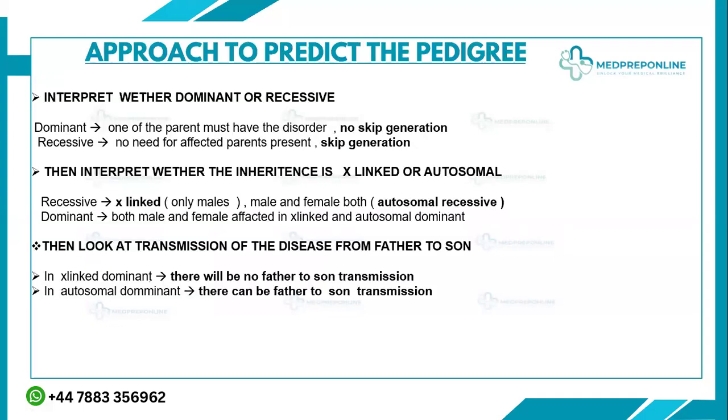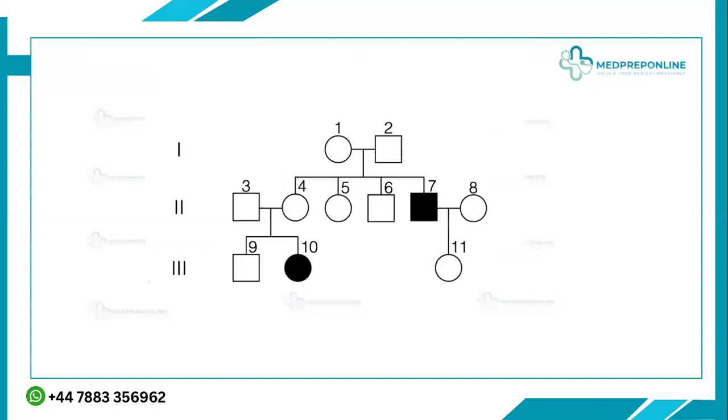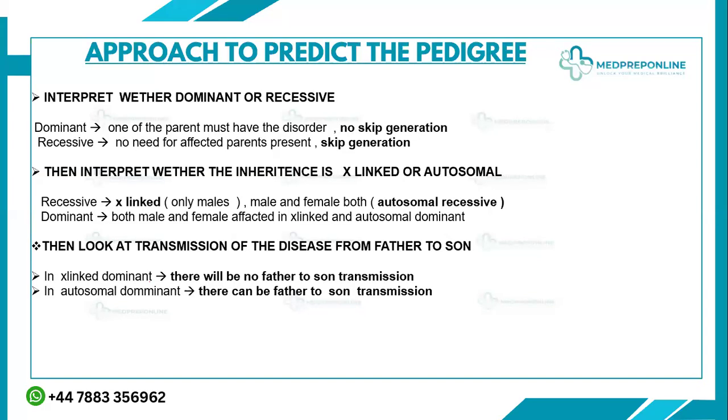Now, first we are going to go through the approach to predict the pedigree. In the test exam, they will provide you a pedigree in the question, which will look somewhat like this, and then you have to interpret what type of inheritance this is. For this, you need a nice approach. Just read the approach. I'm going to make you understand it, and then for each type of pedigree we are going to try to sort out which type of inheritance it is.